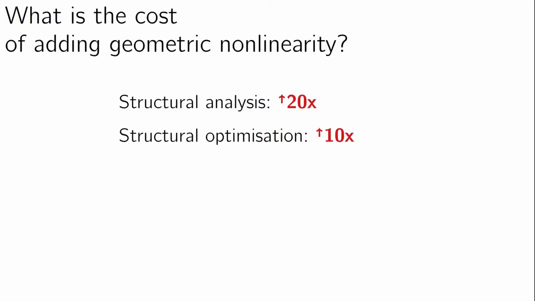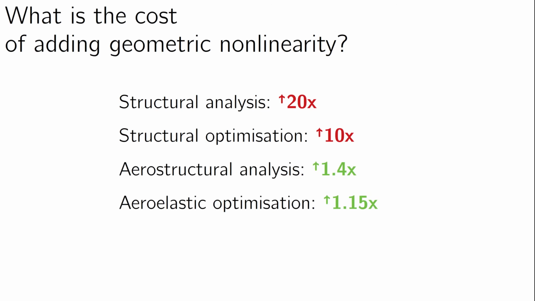Finally, given how expensive these high-fidelity optimizations are already, it's important that we quantify how much more expensive they get when we use geometrically nonlinear models. For purely structural analysis and optimization, using a geometrically nonlinear formulation does increase the cost by around an order of magnitude. However, in aerostructural analysis and optimization, the CFD remains the dominating cost, and the penalty for adding geometric nonlinearity is therefore much lower. For analysis, we have found that the cost increased by around 40 to 50%, and for optimization, it can be as low as 15%.